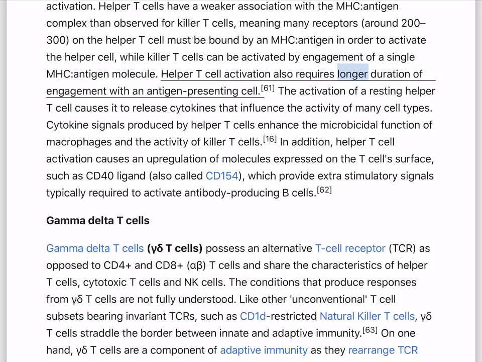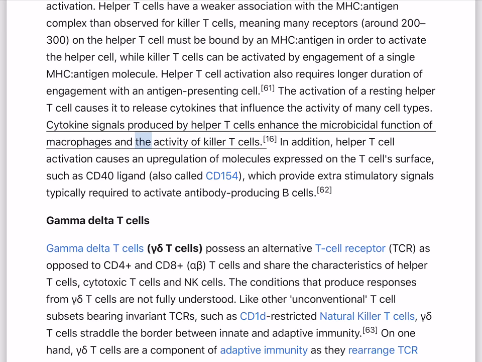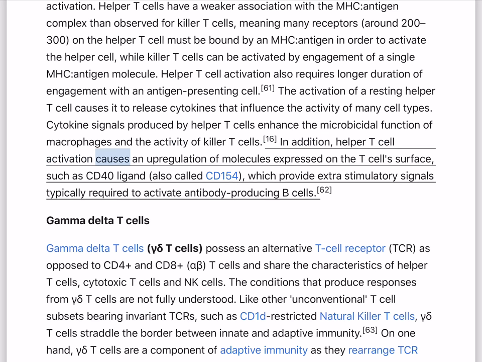The activation of a resting helper T cell causes it to release cytokines that influence the activity of many cell types. Cytokine signals produced by helper T cells enhance the microbicidal function of macrophages and the activity of killer T cells. In addition, helper T cell activation causes an upregulation of molecules expressed on the T cell's surface, such as CD40 ligand, also called CD154, which provide extra stimulatory signals typically required to activate antibody-producing B cells.